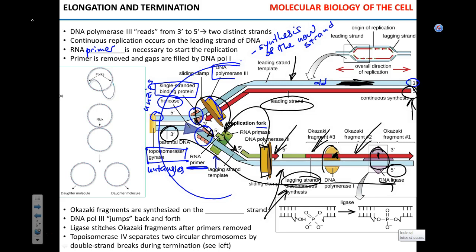Now, in bacteria, you have a single circular chromosome. When the entire chromosome is copied, the two copies become tangled like this. To separate them, topoisomerase 4 introduces a break in one and then stitches it back together. And now you have two separate chromosomes. Does that make sense? Replication's over. It's done.